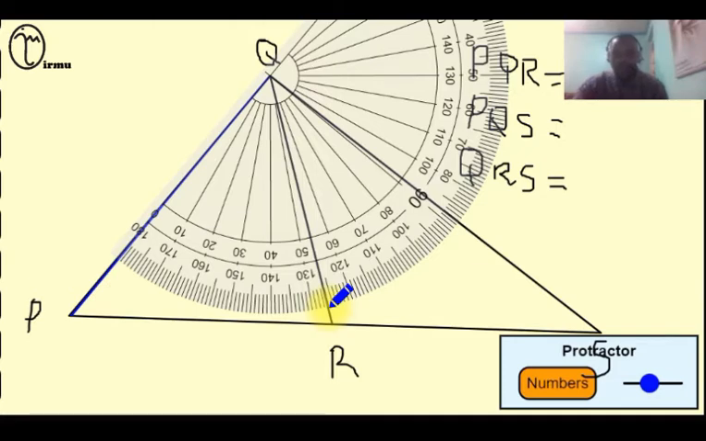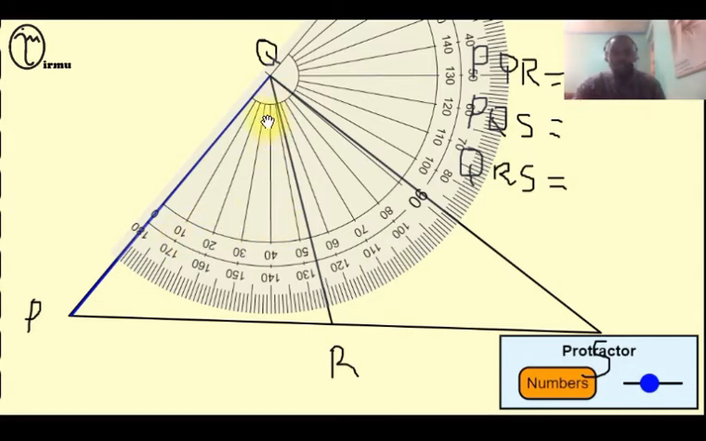So a learner who will just measure without minding about the scale will just place the protractor the way I've just placed it, and then be confused by the scale and just start counting 120, 121, 122, 123, 124, 125, 126. So we'll start getting a wrong answer because the learner has not identified the scale he or she is using.